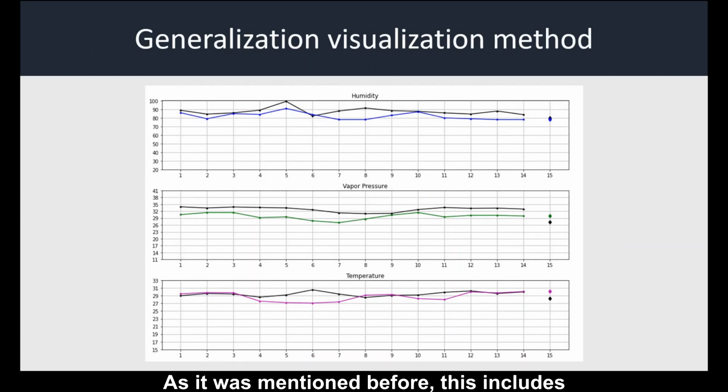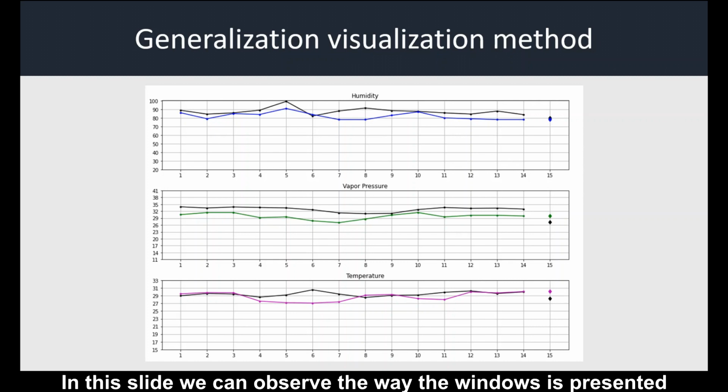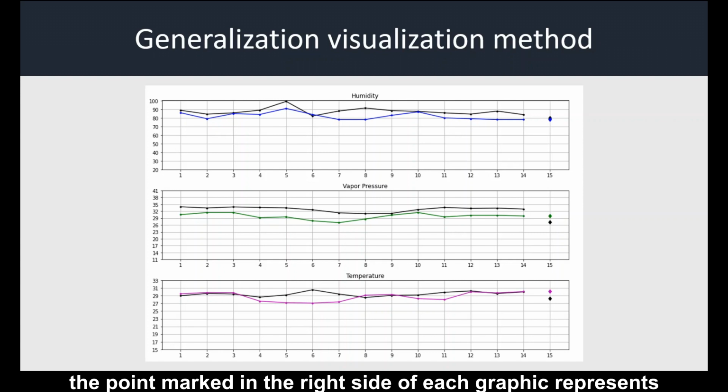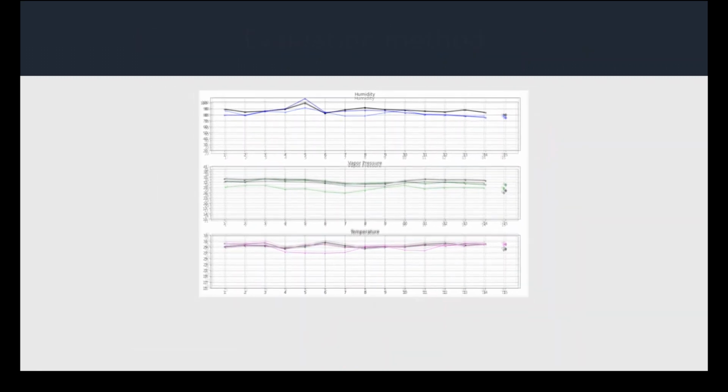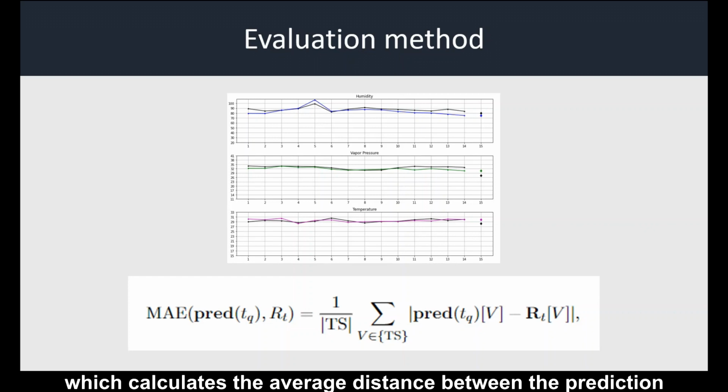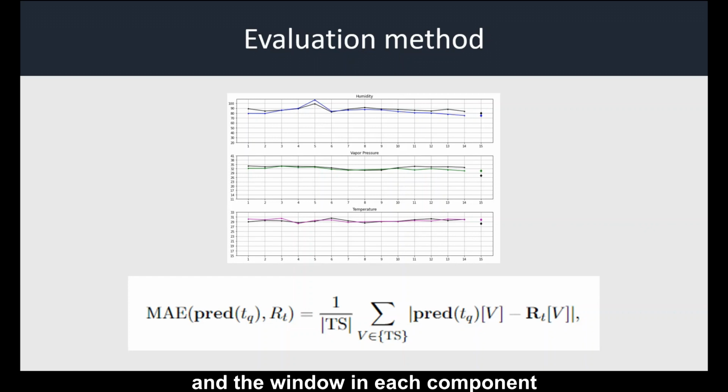As it was mentioned before, this includes a generic visualization method which allows seeing the best cases similar to the target. In this slide, we can observe the way the window is presented, and this visualization can show the components of the window. The point marked on the right side of each graphic represents the following day and it is compared to the following day from the target window. To assess the similarity of the prediction to the next nearest neighbor days, we use the mean absolute error formula, which calculates the average distance between the prediction and the window in each component.